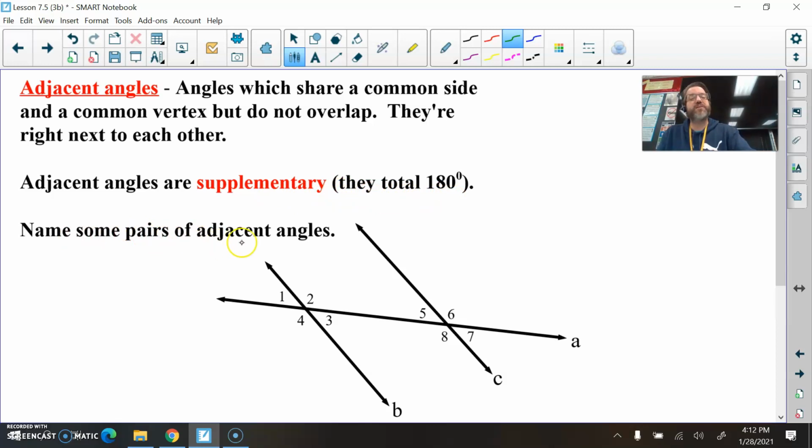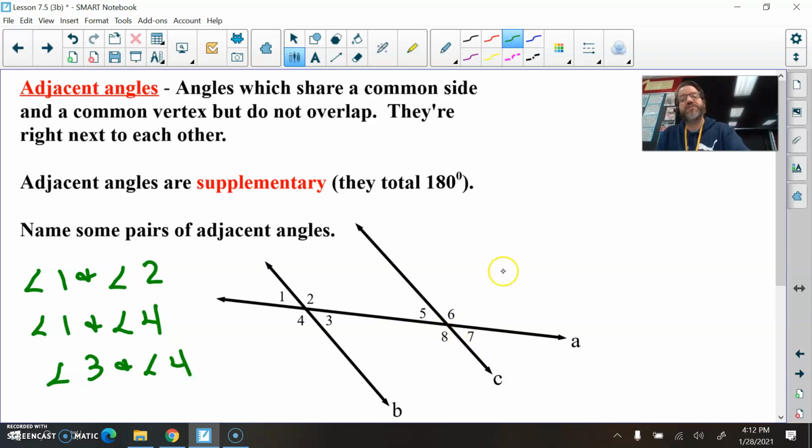Let's name some pairs of adjacent angles. We're not going to name all of them. Angle 1 and angle 2 are adjacent. They're right next to each other. Angle 1 and angle 4 are adjacent. Angle 3 and angle 4 are adjacent.